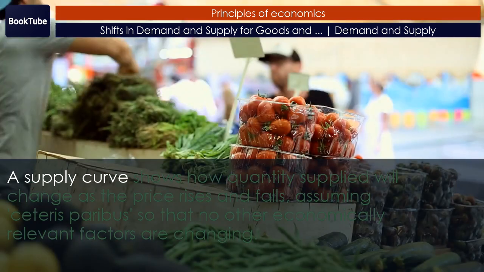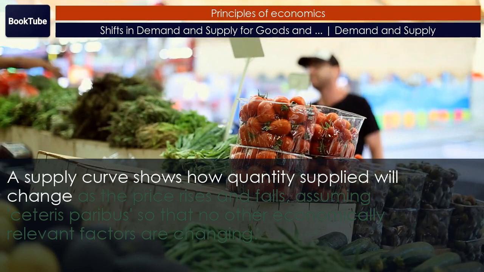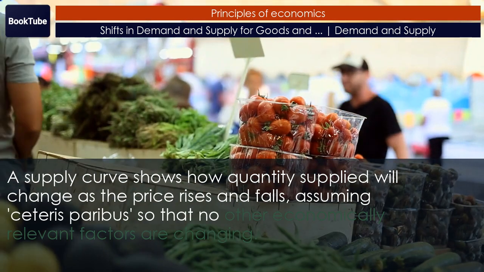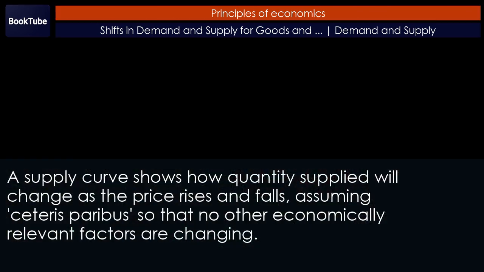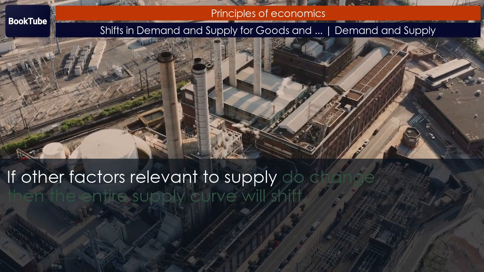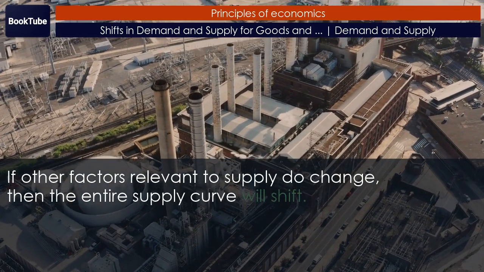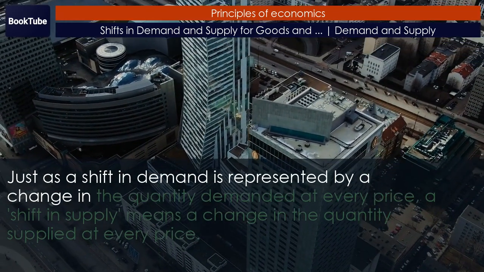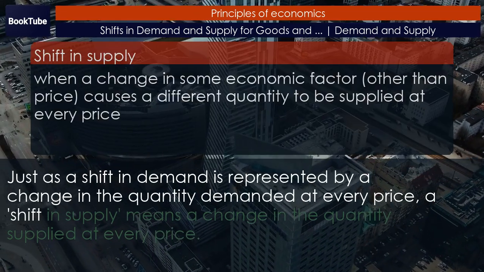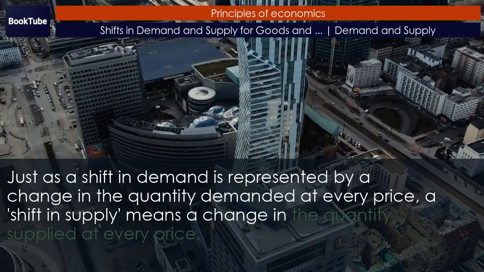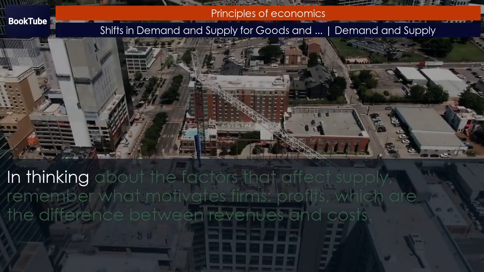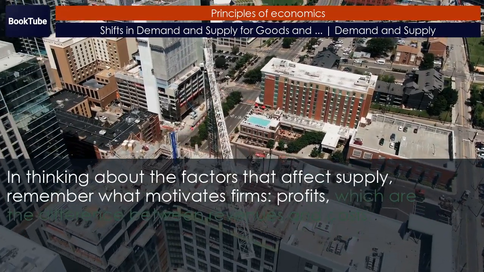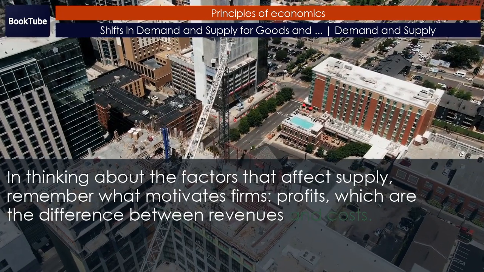A supply curve shows how quantity supplied will change as the price rises and falls, assuming ceteris paribus, so that no other economically relevant factors are changing. If other factors relevant to supply do change, then the entire supply curve will shift. Just as a shift in demand is represented by a change in the quantity demanded at every price, a shift in supply means a change in the quantity supplied at every price. In thinking about the factors that affect supply, remember what motivates firms: profits, which are the difference between revenues and costs.